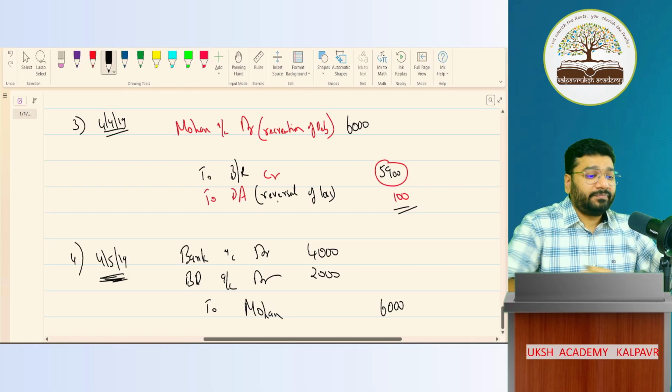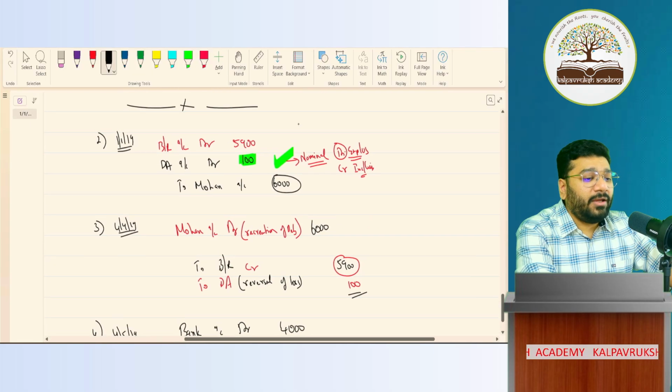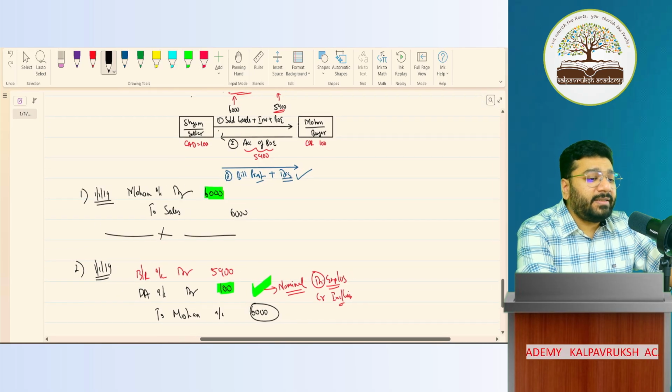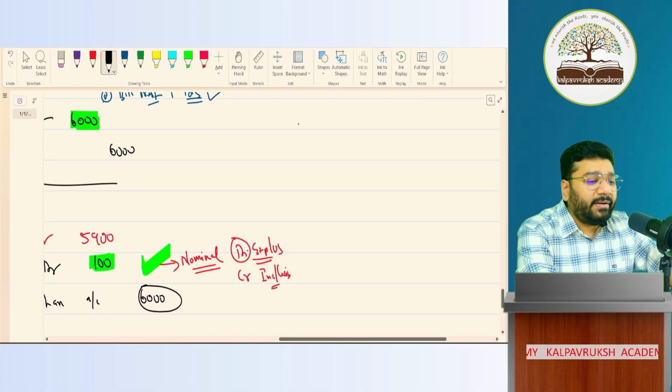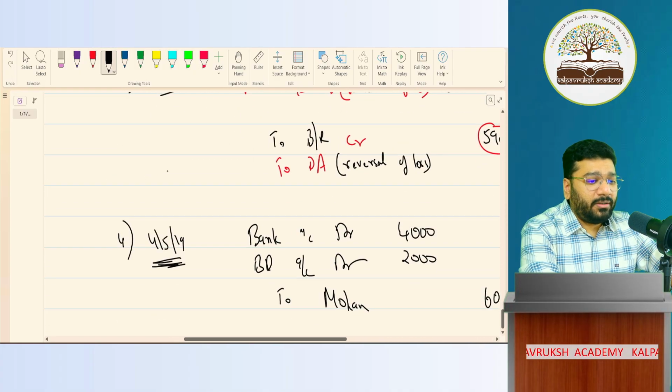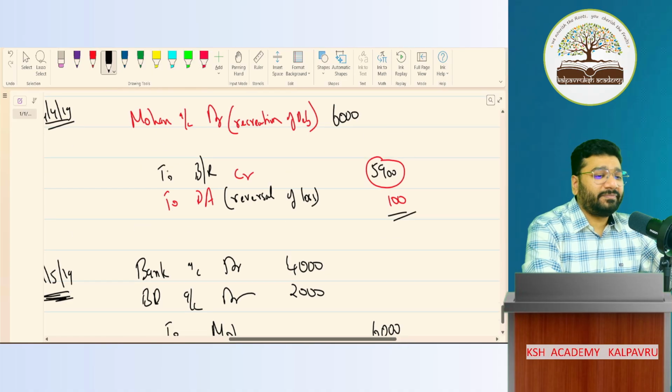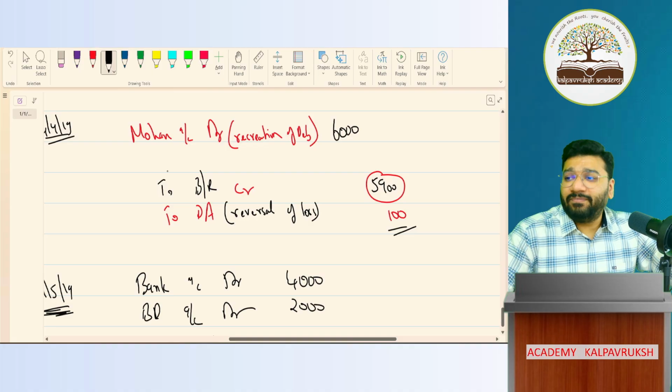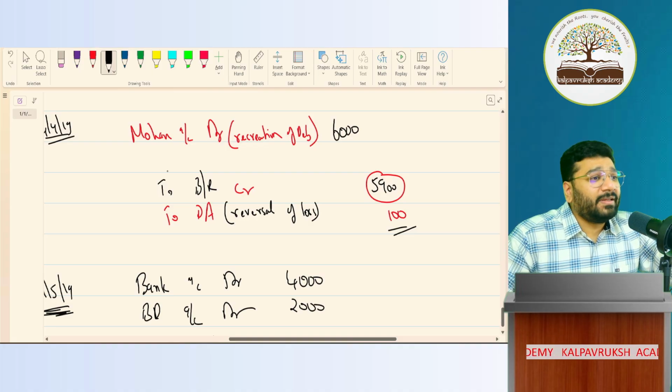So now, if this part is clear, can I go to the entries in the books of Mohan? Entries in the books of Mohan. Please tell me, people. People remember it. Now listen. There's a blunder made here.